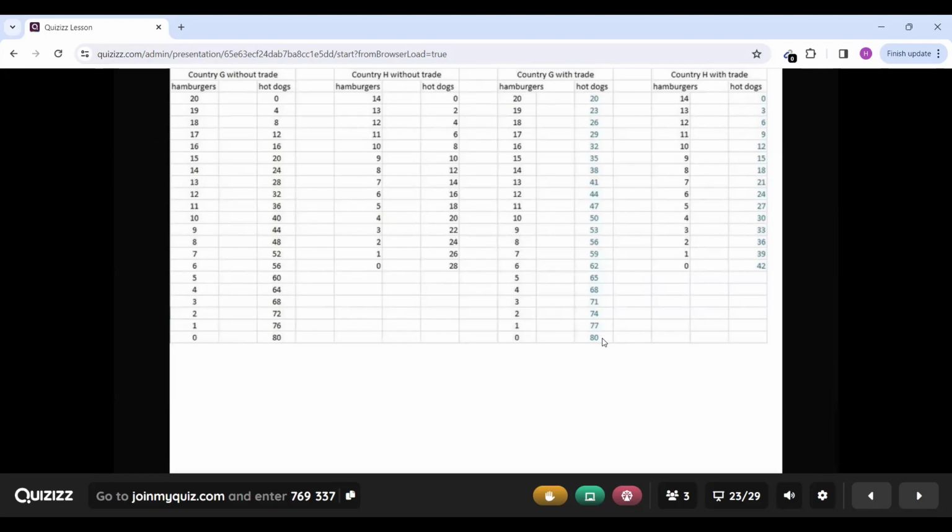So country G, yeah, so there would be more of both goods in this case. Country G would produce 80 hot dogs, and then country H would produce 40. So there would be a lot more produced for both products in this case.